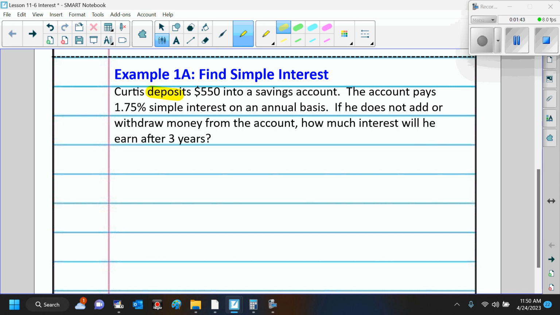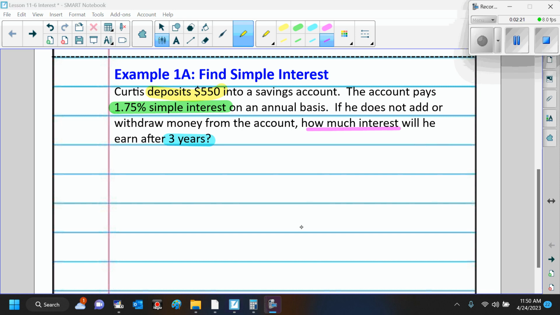Yep. He deposits $550 into the savings account. What else is important? Yeah. Right. 1.75% simple interest. And what else is important? Right. We want to know how much interest will he earn after 3 years. Now, we want to know how much interest he will earn after 3 years, okay? So, that's our important information that you should have written down on the side.